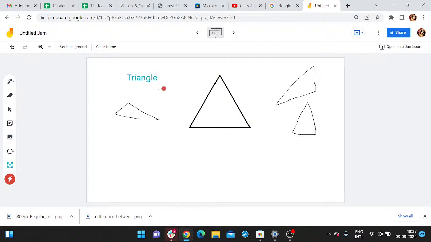Okay, now again, if we need to find the perimeter of the triangle, I'm directly starting with the perimeter of the triangle because we need to first see what it is.